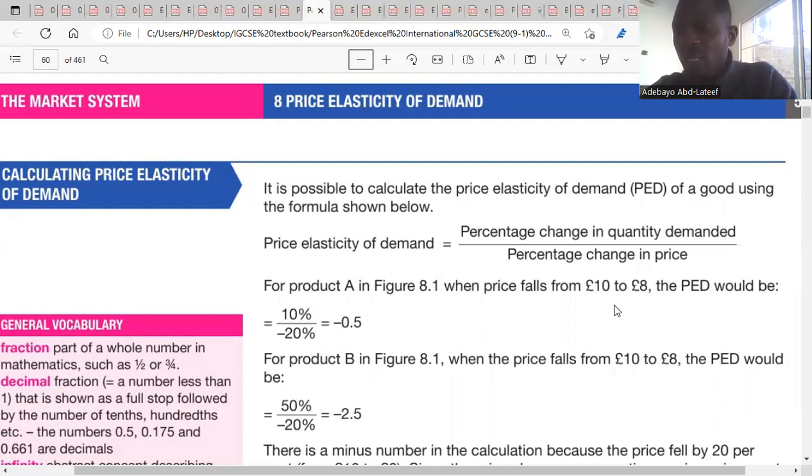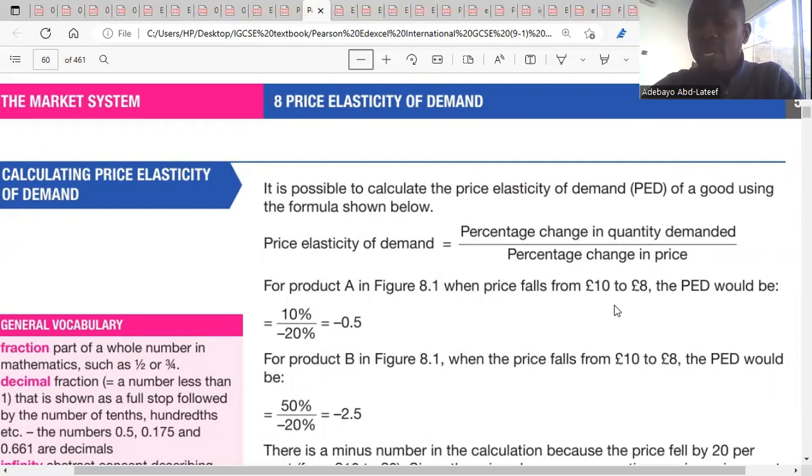P2 is the new price. Q1 is the original quantity. Q2 is the new quantity. Is that clear? So we have a question here. A product's price falls from 10 to 8, and the quantity increases from 500 units to 700 units. Calculate the PED. So P1 is 10, P2 is 8, Q1 is 500, and Q2 is 700. As a result of a fall in price, the quantity demanded increases. This is the law of demand.